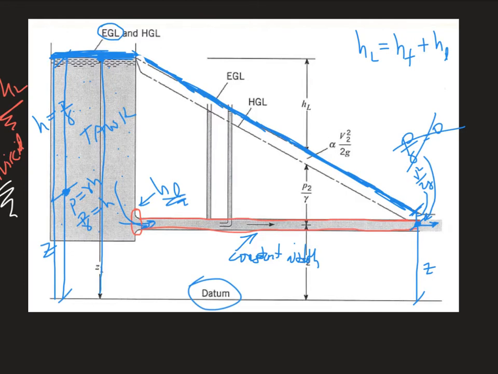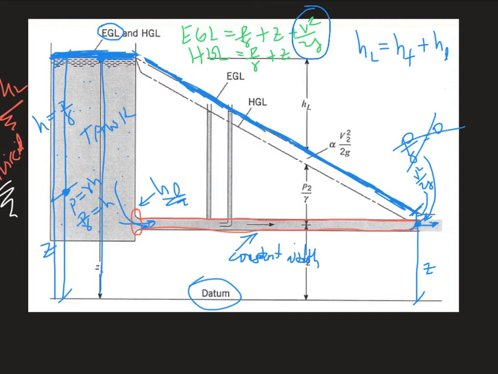All right, so now let's talk about the HGL, which I'm going to do in another color. I'm going to do green. The difference between the EGL and the HGL, just as a reminder, EGL equals P on gamma plus Z plus V squared on 2g. Well, the HGL is P on gamma plus Z. So the only difference between the two of them is the V squared on 2g.